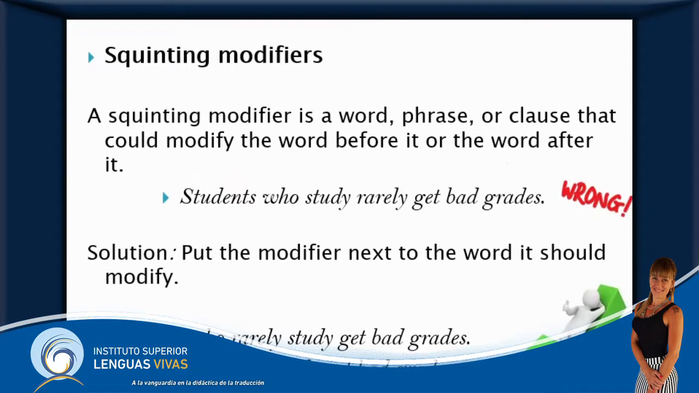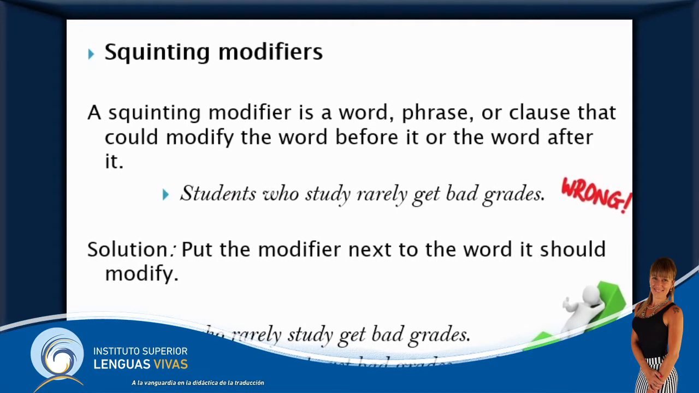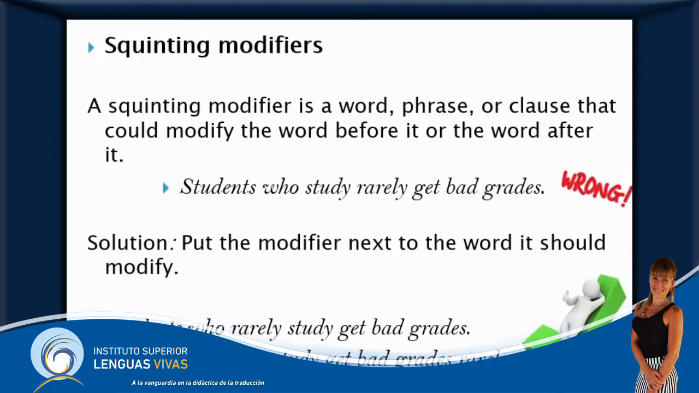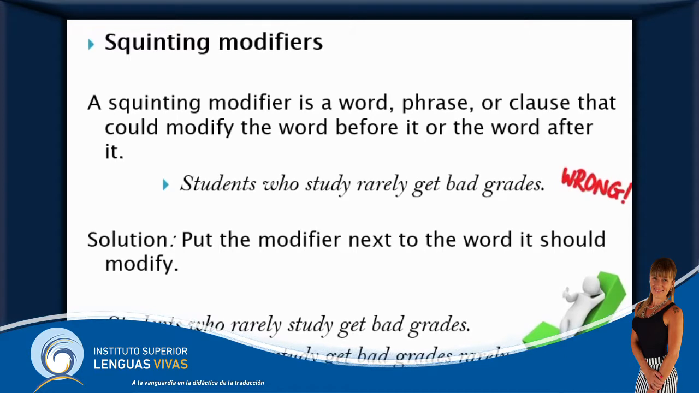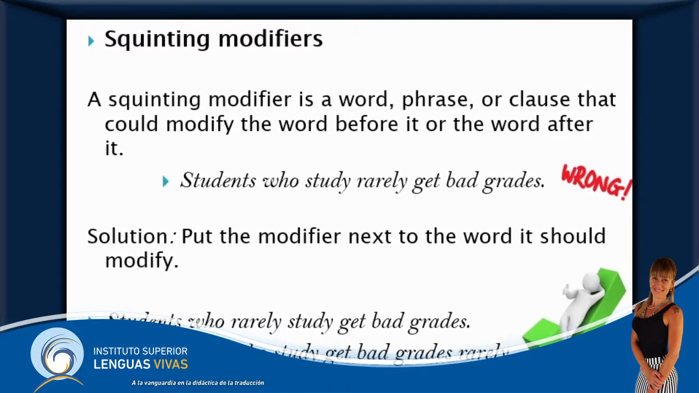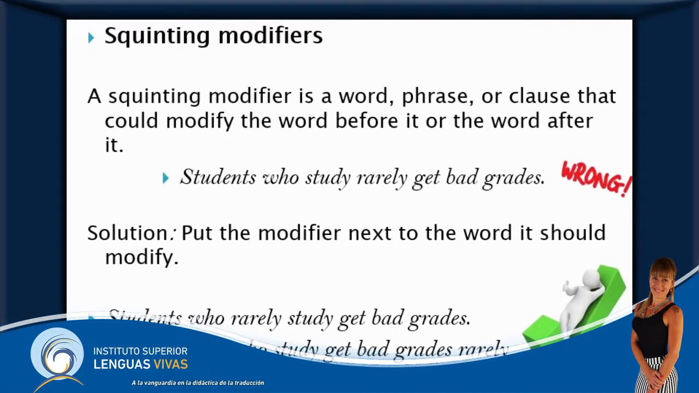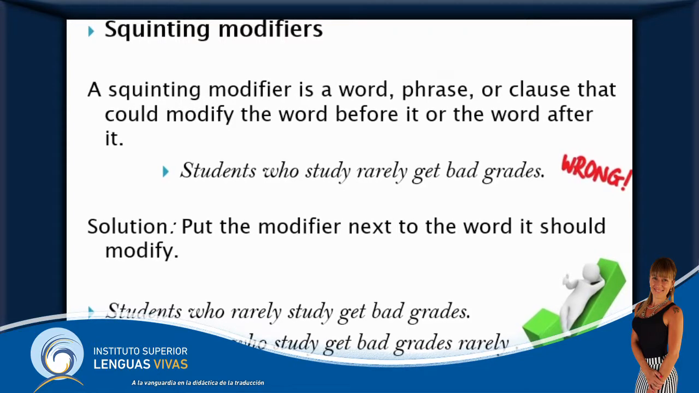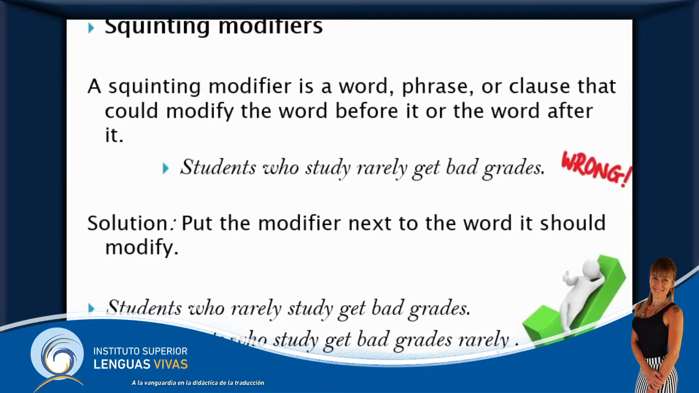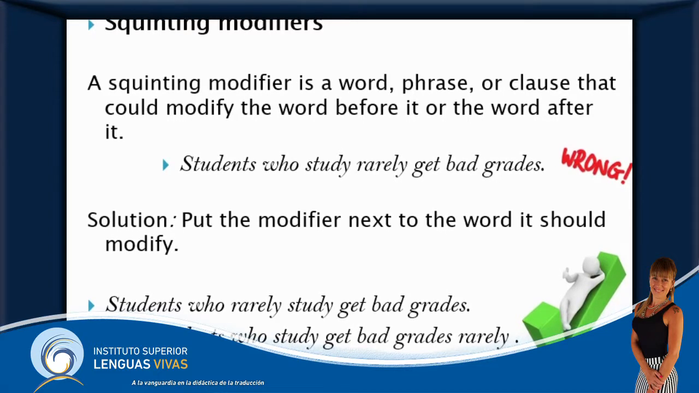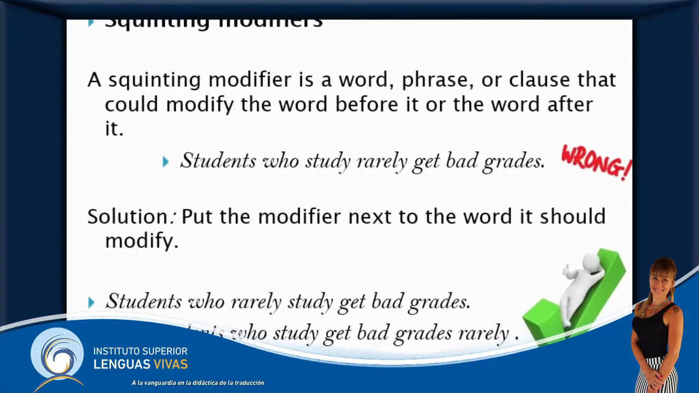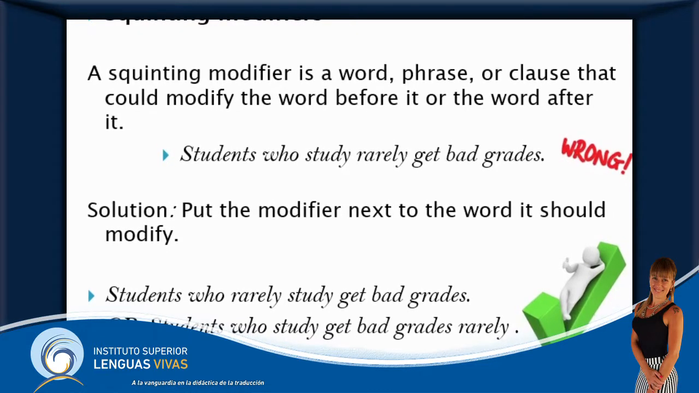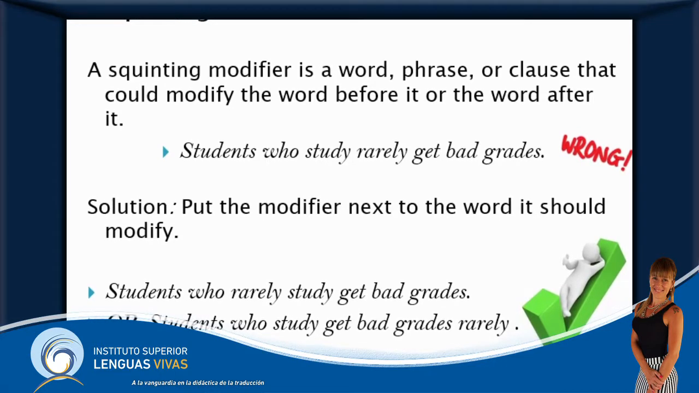Then we have squinting modifiers. Squinting modifiers are words or phrases or clauses that could modify the word before or the word after it. So, students who study rarely get bad grades. The solution in this case would be to put the modifier next to the word it should modify. And then the meaning is completely changed. So, students who rarely study get bad grades, or students who study get bad grades rarely.